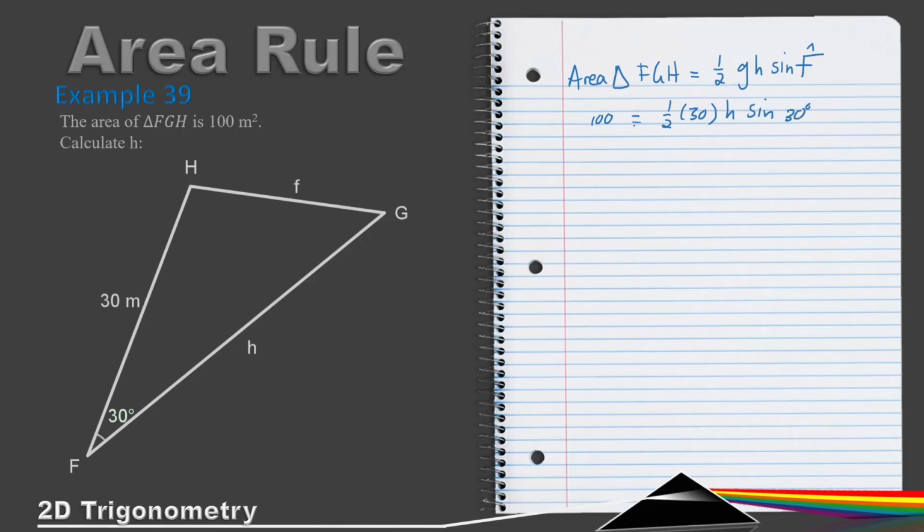Now in this case we need to isolate h. Everything next to it is multiplied to it, so to get rid of it, we take everything and divide. Think of it as coefficients or products or whatever. So this is going to be 100, and then divide it by everything else: half times 30 times sine 30 equals h. To get h, I'm just going to type that into the calculator.